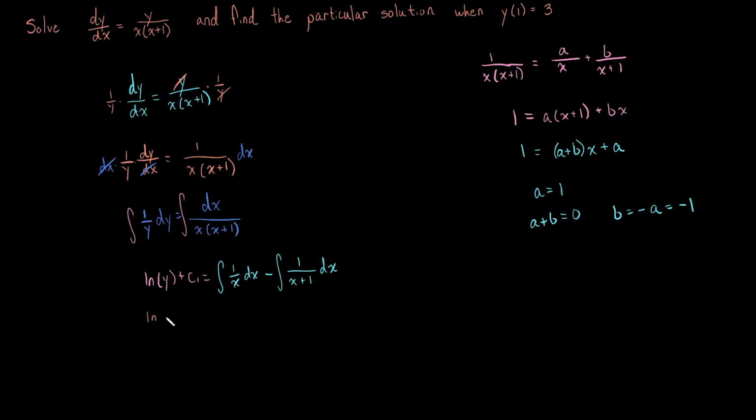So we get ln of y plus c1 is equal to ln of x, right? It's just like ln of y, except we change the variable. Ln of x plus c2. Then we have minus ln of x plus 1 plus c3.